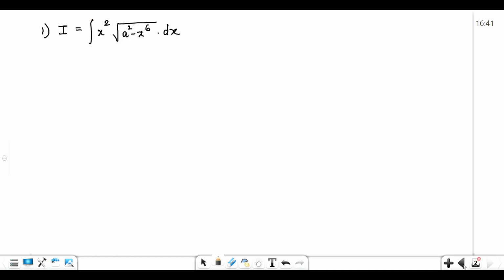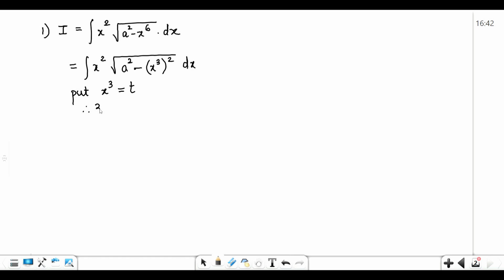Okay, so here it is the first one where I is equal to integration of x square root of a square minus x raised to 6. Now here if you see, we have another extra component, that is x square multiplied outside. So we need to get rid of that part. So for that, what we will do, that is integration x square, and in the square root we will write a square minus x raised to 6, which can be written as x cube the whole square. Now to get rid of that part, we will use the substitution. We will substitute x cube as t.